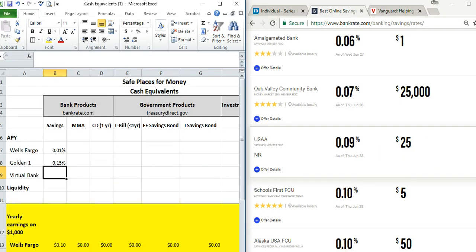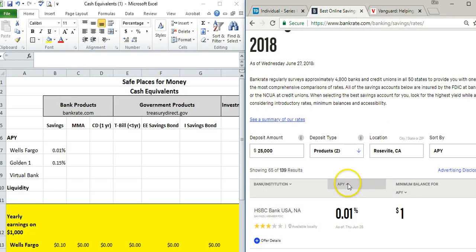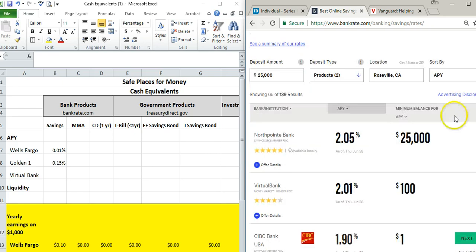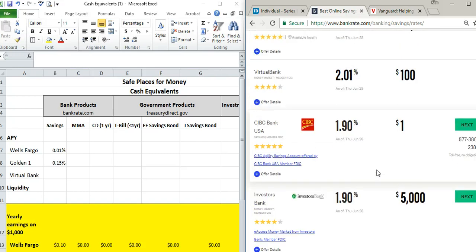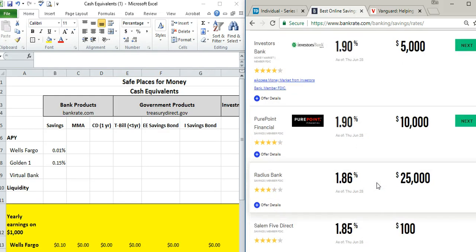Now I'm going to go back over here to Bankrate, and I'm going to resort these. So now they're sorted by the highest interest rate. And what we see at the top here is this bank called North Point, and its interest rate is 2%. 200 times Wells Fargo. But there's this awful minimum balance of $25,000, and that's just way too restrictive. However, we can scroll down and we can see that there are a lot of other banks that offer significantly higher rates.